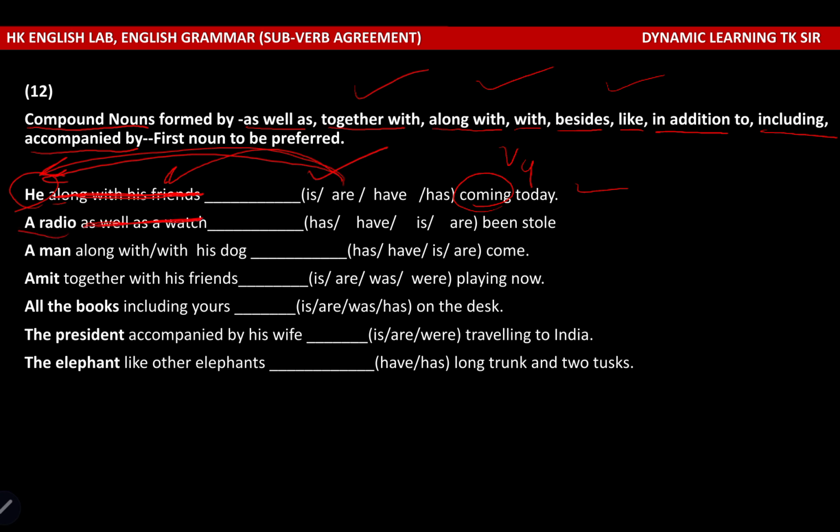Okay. Who is left here? A radio. According to radio, here, look at it. Been is the V3. Then who will be here? Has. A radio has been stolen. Got it?